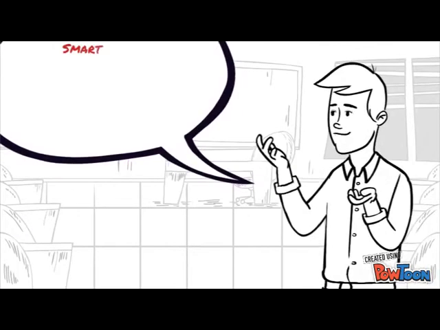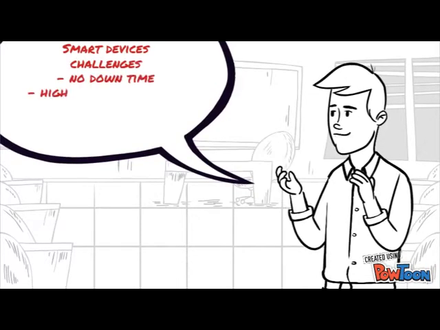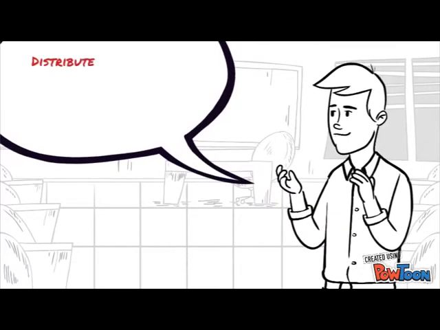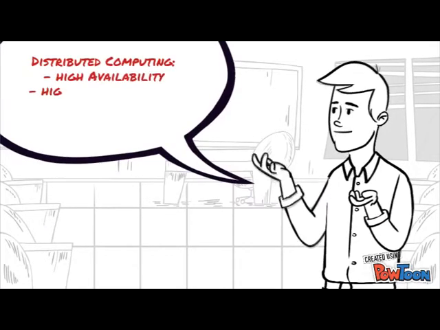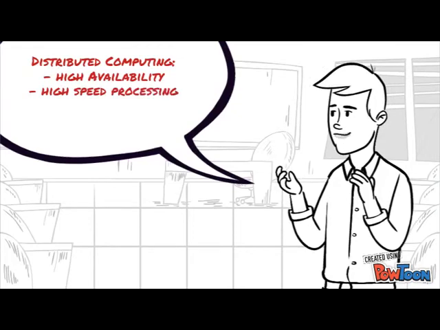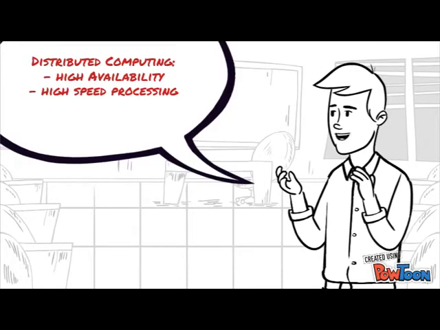The smart device, also known as the Internet of Things, faces the challenges of ensuring uptime and also the need for high processing power for coordination. For this case, we can use distributed computing to overcome it. This is because distributed computing is highly available, so the uptime is ensured, and the high-speed processing of distributed computing can coordinate the smart devices without problem.